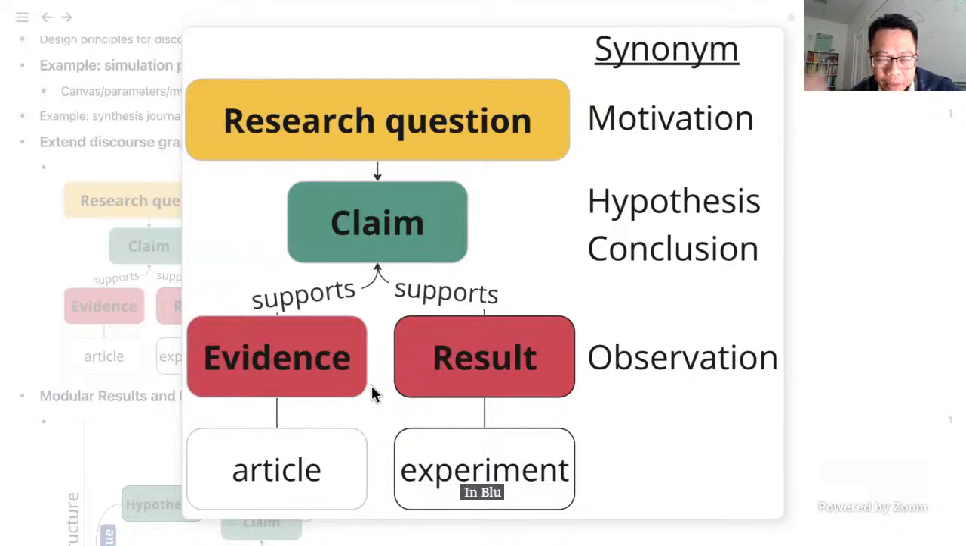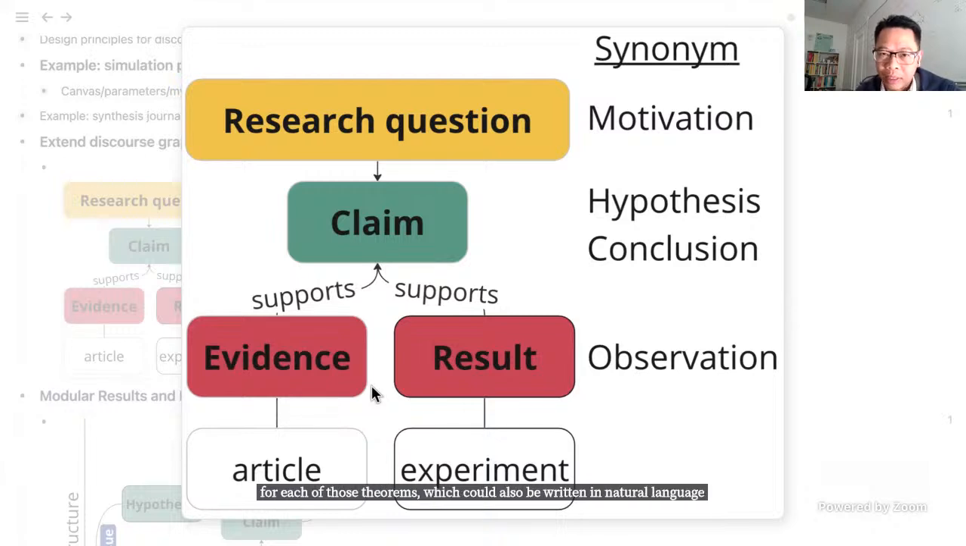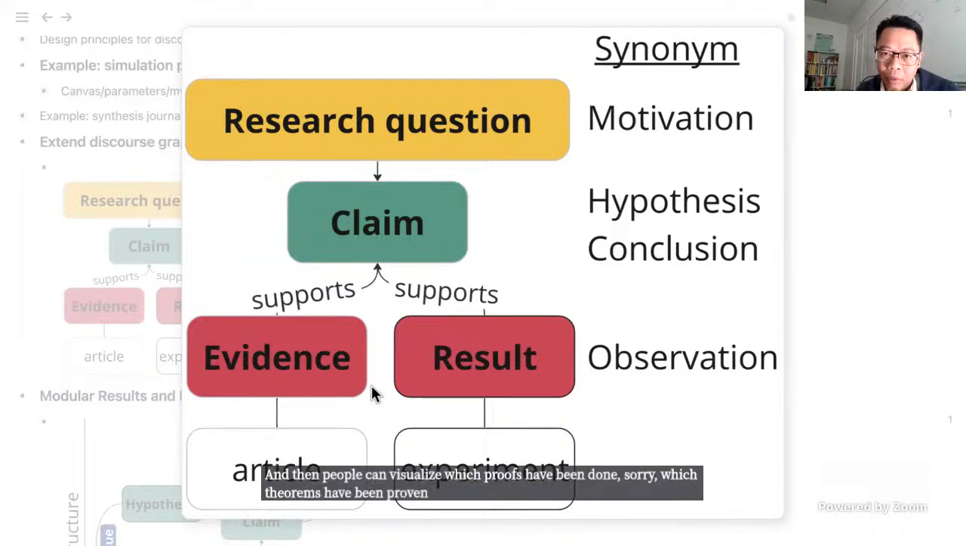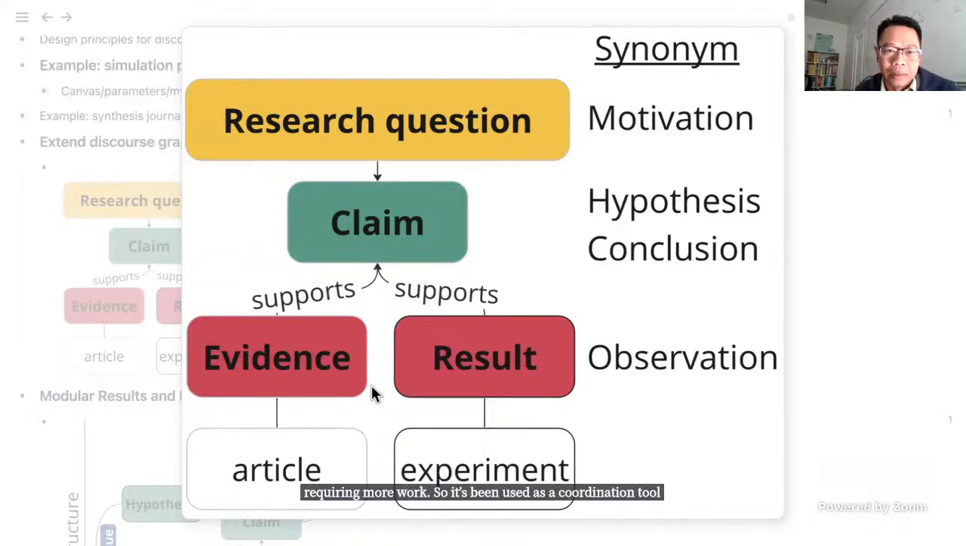In Blueprint, you have theorems, and then you can specify the theorems either as a formal, clean formula, or you can write it in natural language in LaTeX. So there are many views of a theorem, and then you have the proofs for each of those theorems, which could also be written in natural language or in a Lean formula. And then there are connections between the proofs and the theorems. People can visualize which theorems have been proven and which are still requiring more work, so it's been used as a coordination tool. Matt, what you're describing here is pretty universal across many scientific domains, requiring some kind of way of visualizing the questions which are out there and the work that needs to be done.